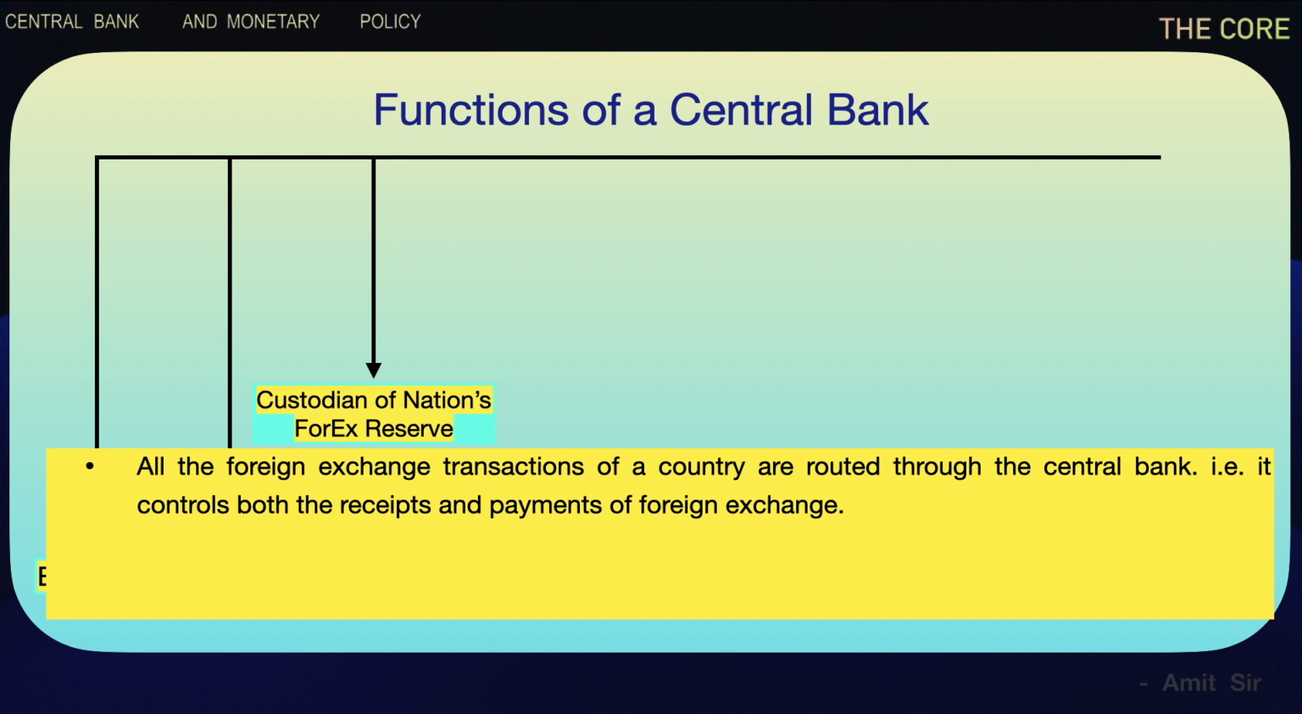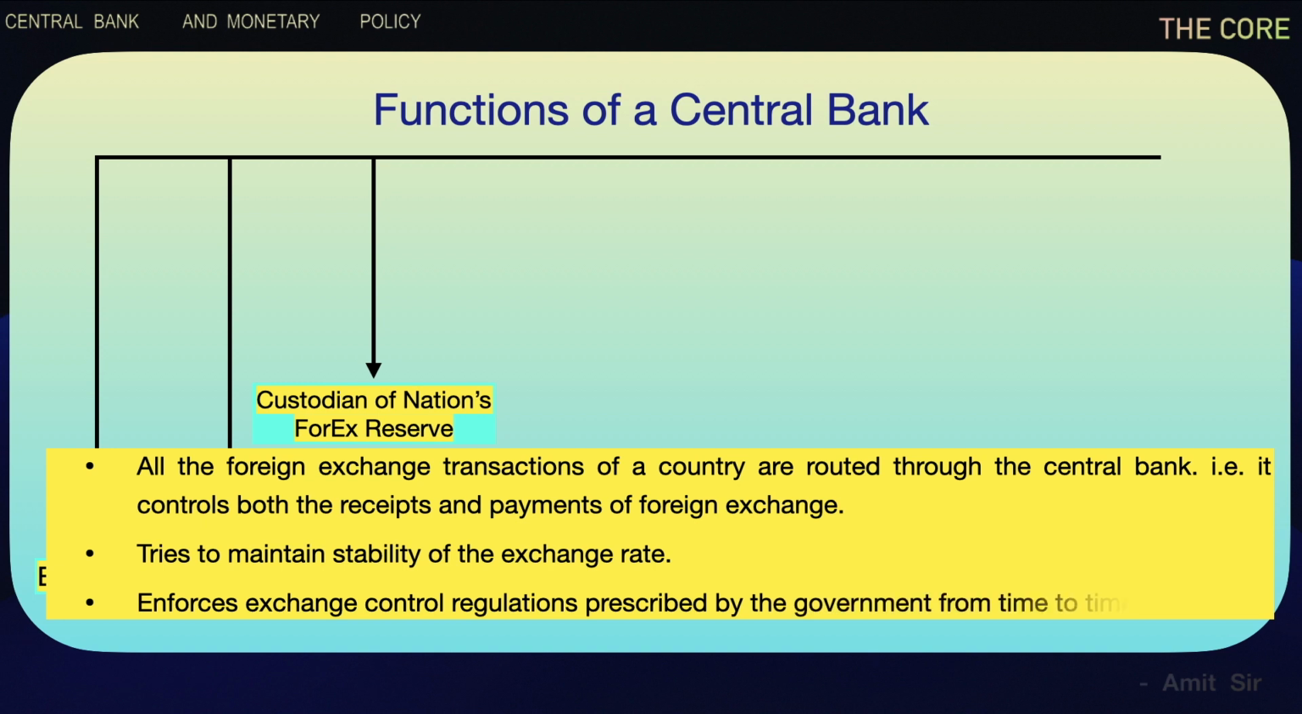All the foreign exchange transactions of a country are routed through the central bank. That is, it controls both the receipts and payments of foreign exchange, tries to maintain stability in the exchange rate, and enforces exchange control regulations prescribed by the government from time to time.